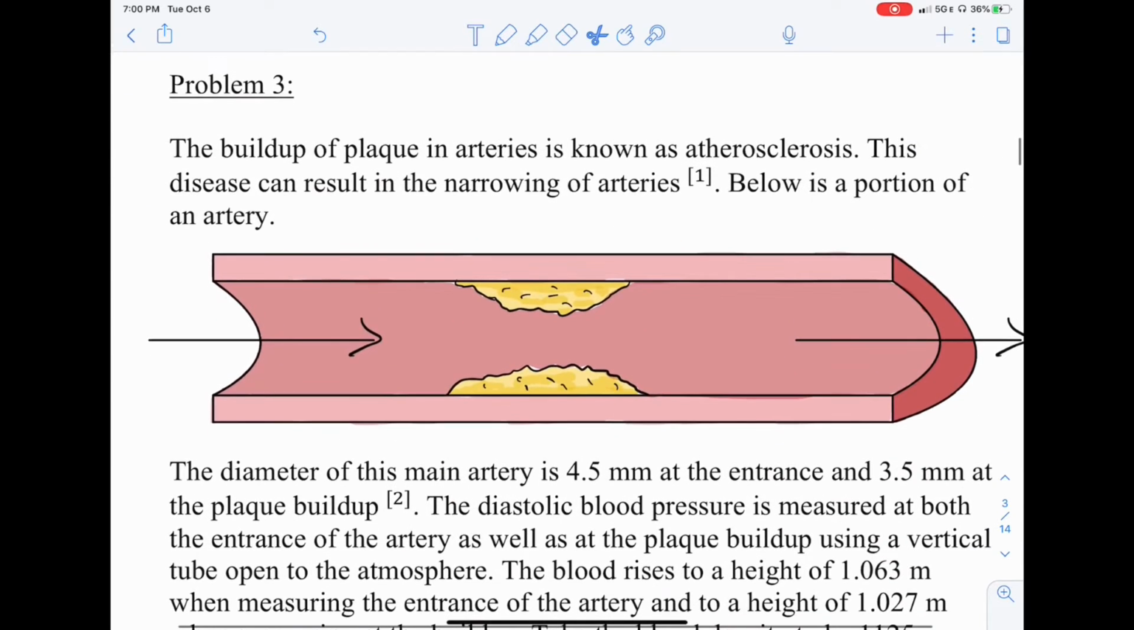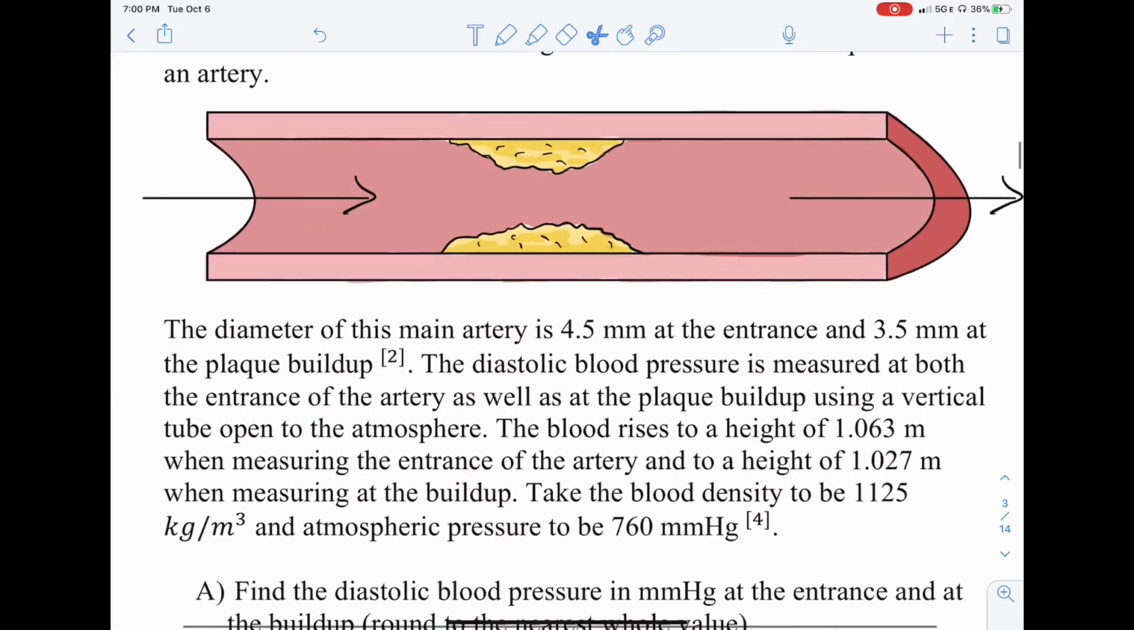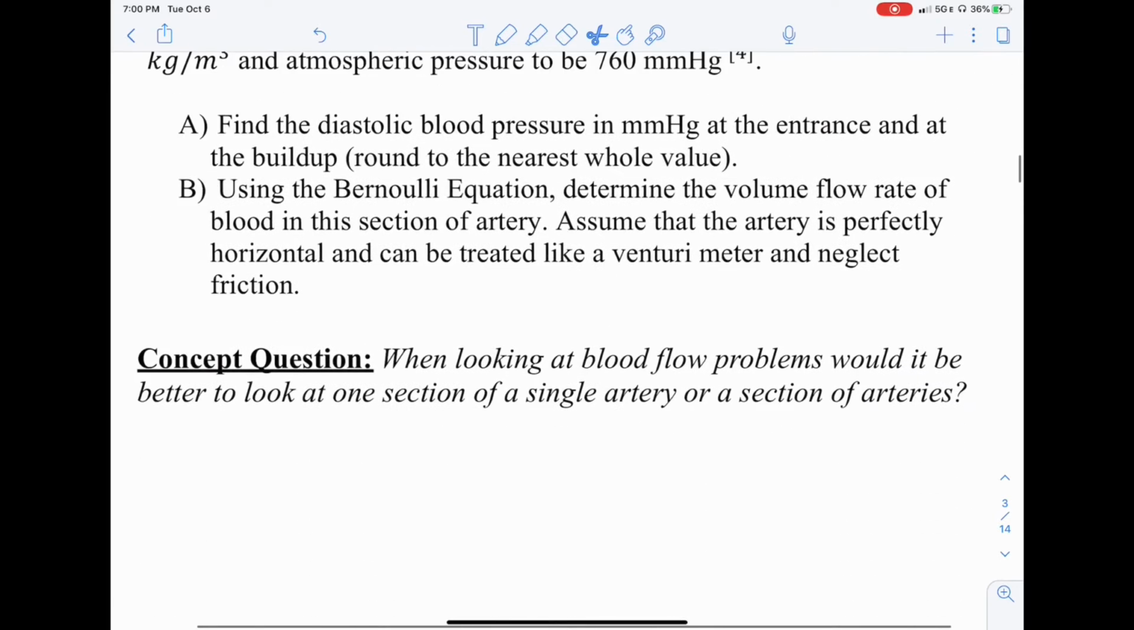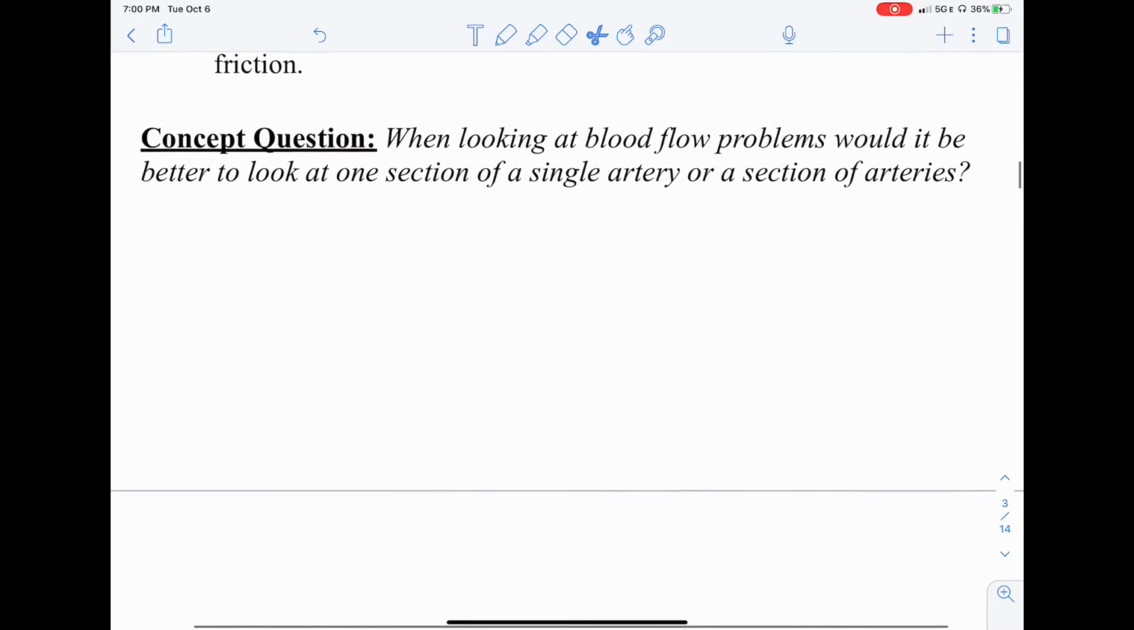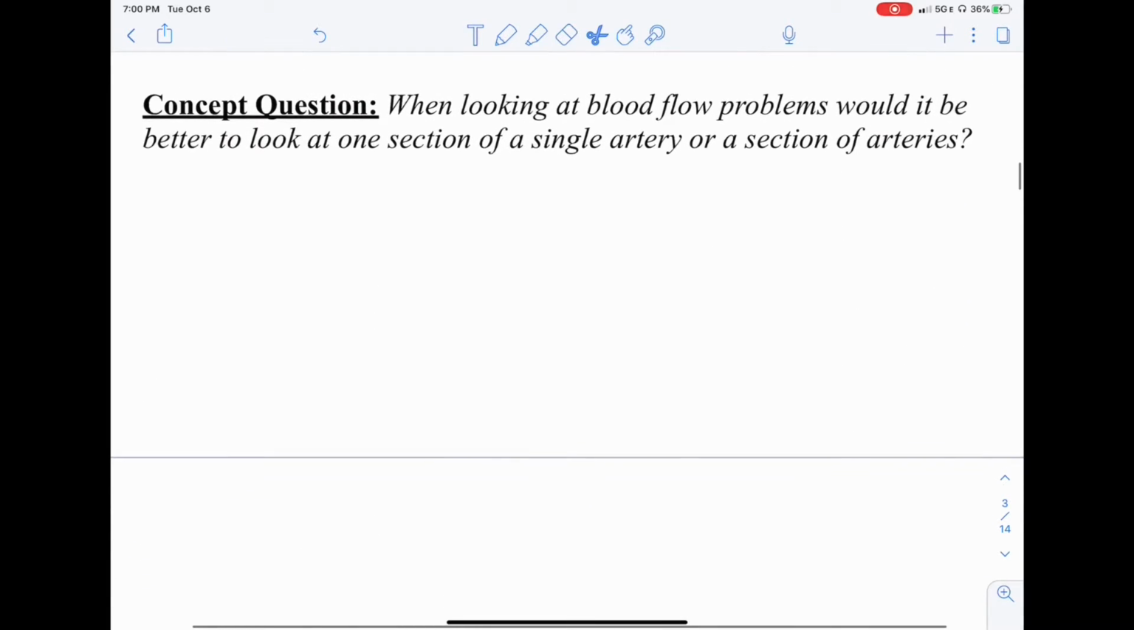Here's a look at problem 3. The buildup of plaque in arteries is known as atherosclerosis, which can cause the narrowing of arteries, and below is a portion of an artery. Before you go to answer that, let's ask ourselves, when looking at blood flow problems, would it be better to look at one section of a single artery or a section of arteries?